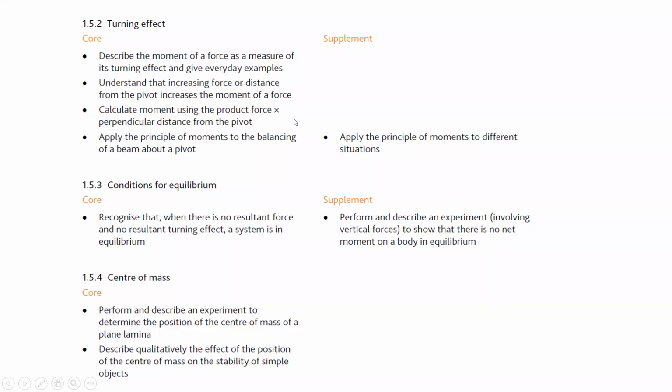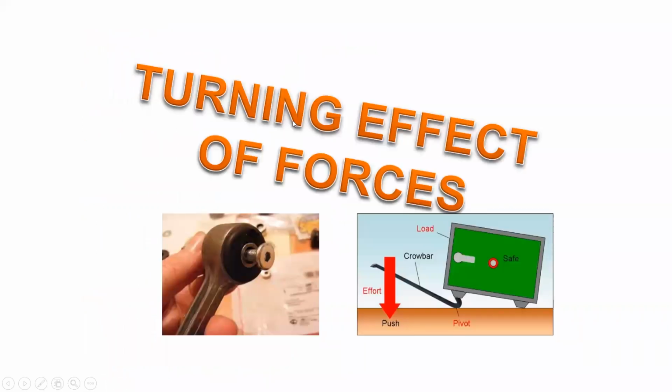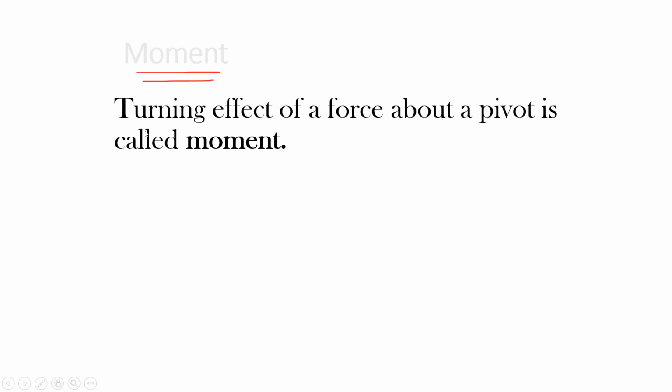These are the learning objectives. You will learn about the turning effect, the concept of equilibrium, and the concept of center of mass. When we apply a force and the object rotates, we call that a turning effect. That is also known as moment. So moment and turning effect of the force have the same meaning. Force applied on the object to rotate the object is known as moment. So the turning effect of the force about a pivot is known as a moment.